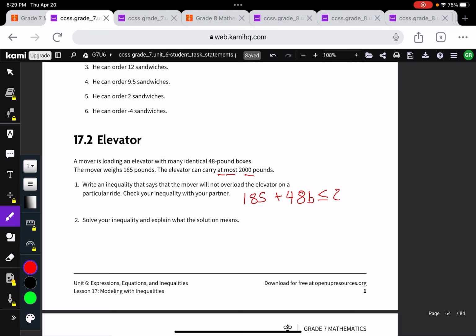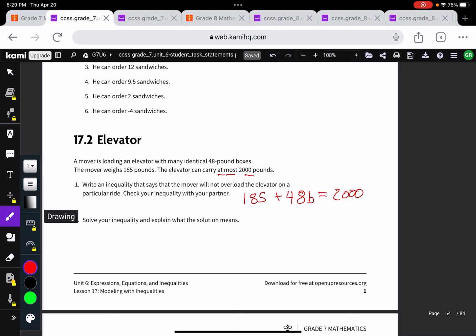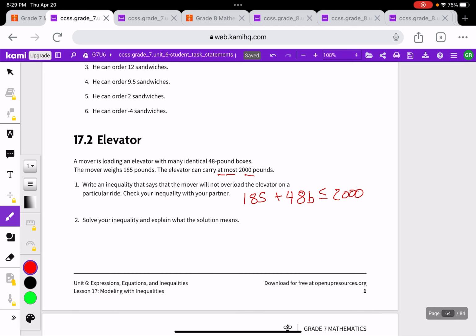or equal to 2,000. Now, if you remember, to solve this we can just pretend it's an equal sign, right? If we want to, we can just pretend that this is an equal sign. But I'm not going to for now, so that we can at least remember that it's less than or equal to. So the weight of the mover plus however many boxes, we don't know how many, as long as that's less than or equal to 2,000 pounds, the elevator should just be fine. Wouldn't want to test it.